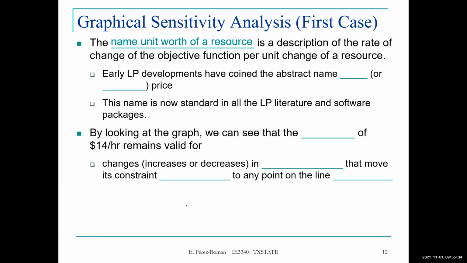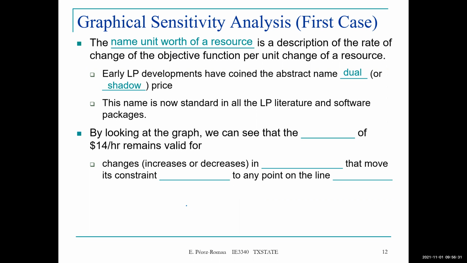The name unit worth of a resource is a description of the rate of change of the objective function per unit change of a resource. Early LP developments coined the abstract name the dual or the shadow price. We will go back to the dual in our next lecture, but understanding that number will help us make decisions, and there's a name for that number. It is called the dual or the shadow price.